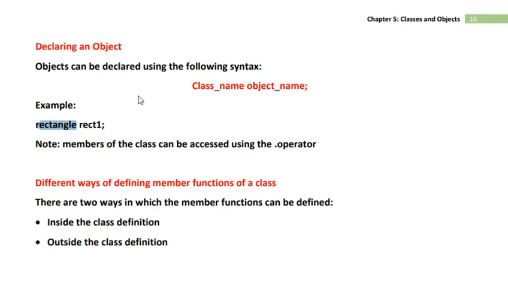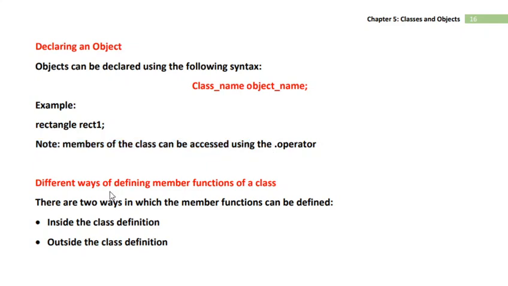Again, I'll repeat it. In order to declare an object of a particular class, you need to specify the class name, and then you need to specify the object name. Here we have an example, rectangle rect1. So rect1 is our object of type rectangle, where rectangle is a class. In order to access a member of a class, you can use the dot operator. A member of the class can be accessed using the dot operator.